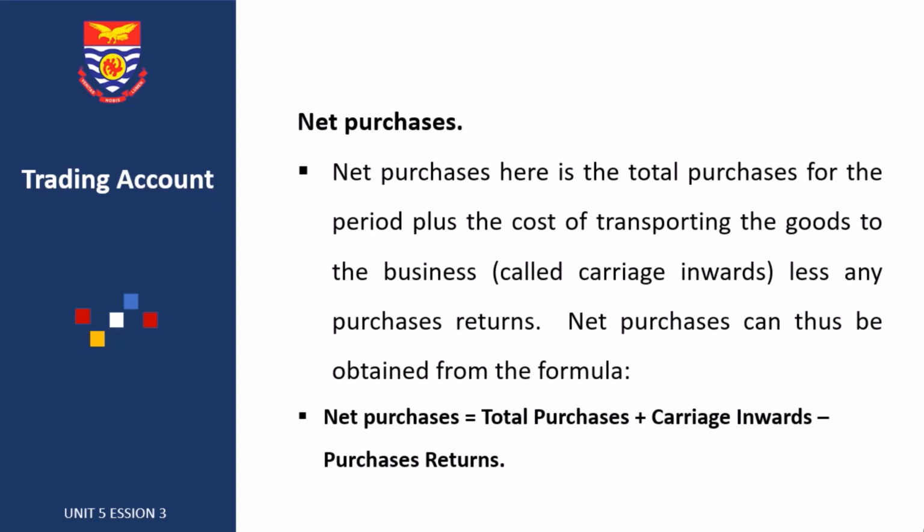Net purchases. Net purchases here is the total purchases for the period plus cost of transporting the goods to the business, called carriage inwards, less any purchases returns. Net purchases can thus be obtained from the formula net purchases is equal to the total purchases plus carriage inwards minus purchases returns.